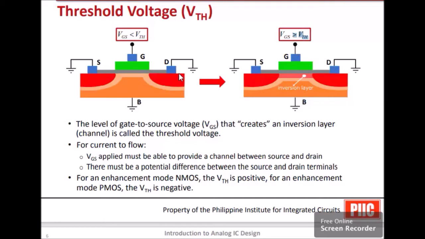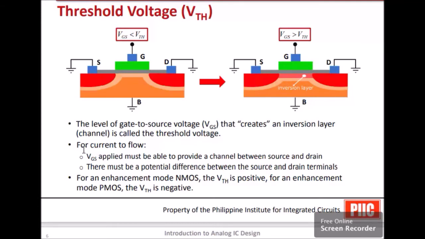Okay? So, ibig sabihin, kapag yung VGS natin, yung gate to source voltage natin is less than the threshold, wala ka pang channel, wala ka pang inversion layer dito. Pero kapag yung VGS mo, yung gate to source voltage mo, greater than the VTH, nagkakaroon ka na ngayon ng channel. Now, channel pa lang yan. May current flow na ba? Wala pa. Possible pa lang na magkaroon ng current flow. But basically, sa ganitong setup, wala pa po siyang current.